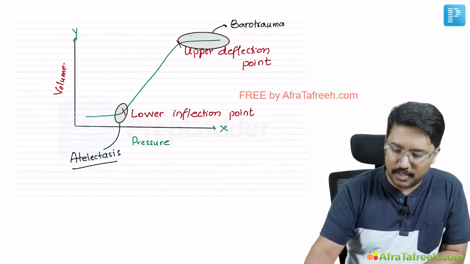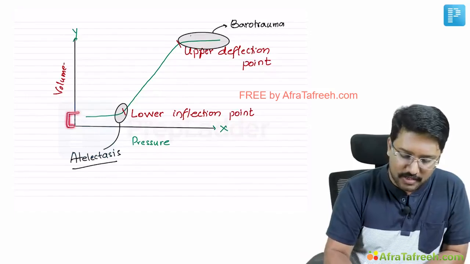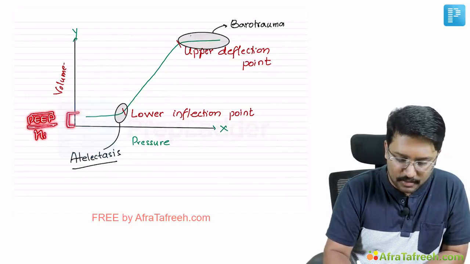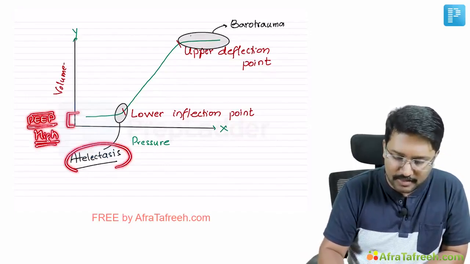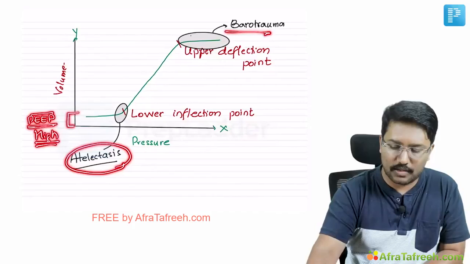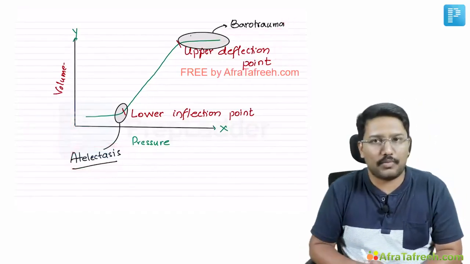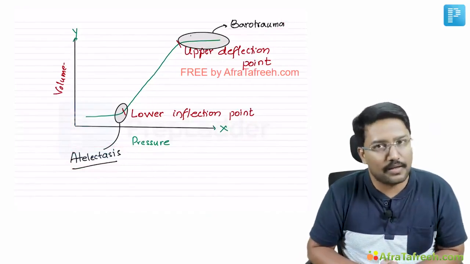So to avoid that from happening, you need to use higher PEEP. When you have a high positive end expiratory pressure, you will be able to avoid the risk of atelectasis. And by keeping the lower tidal volume, you will be reducing the risk of volutrauma and barotrauma, right? That's the strategy for ARDS.